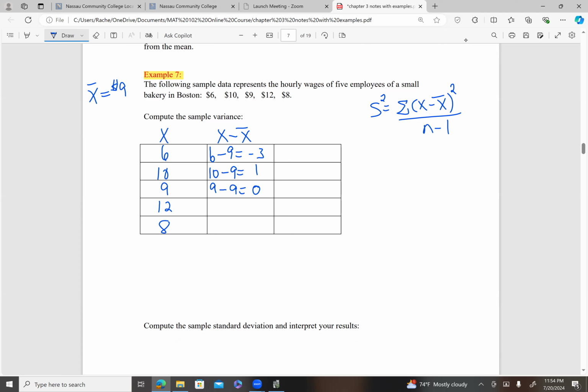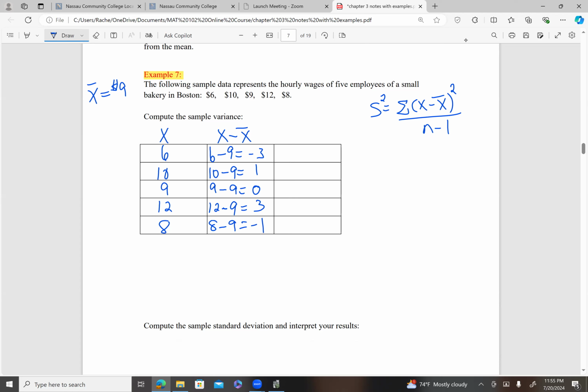Now I'm going to take my next data value, which is 12. I subtract 9 and we get +3. And then my last number in the set is 8. I subtract the mean and we get -1. So the values in this second column represent the difference between each data value and the mean.